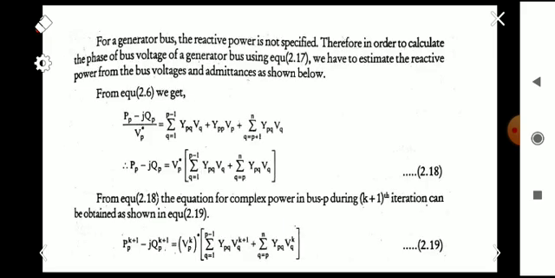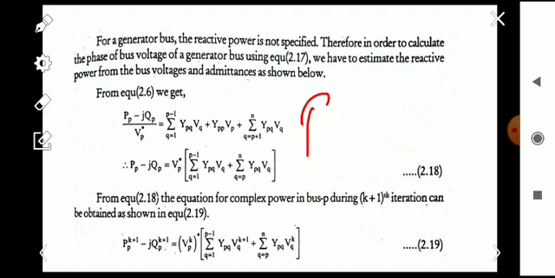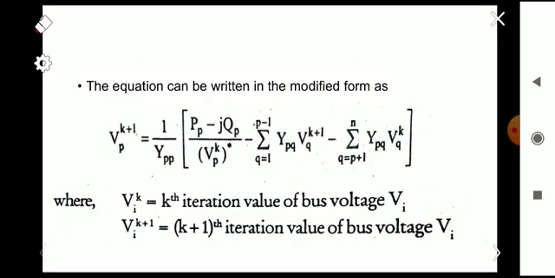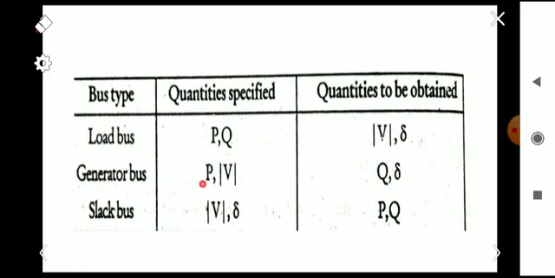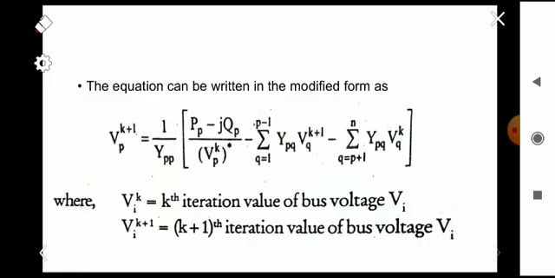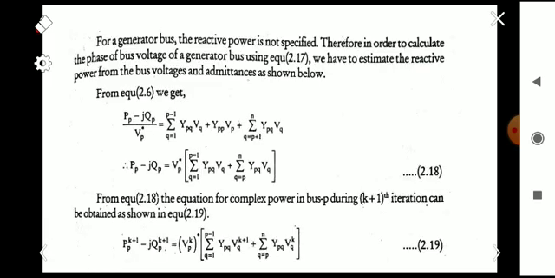For the generator bus, the reactive power is not specified. For the generator bus the specified values are P and mod V, as we have seen in the previous slide. The value of Q is not specified, and we have to find it if a generator bus is present in the problem.